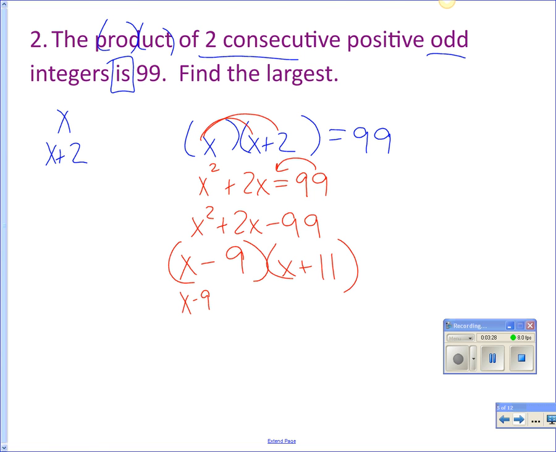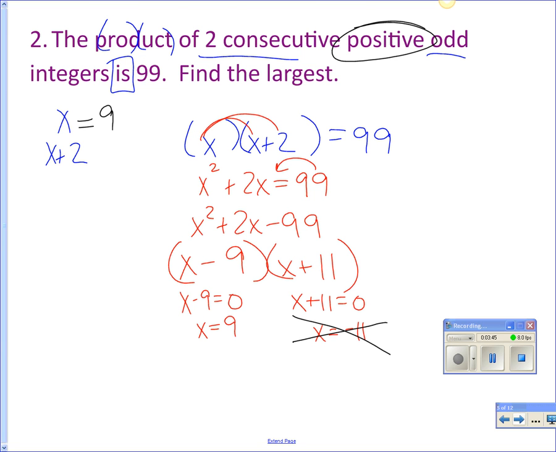Set these equal to 0. X is positive 9. And x is negative 11. All right, this one wants the positive integers. So I cross out the negative one. I want x equals 9. Come over here, write x equals 9. What is 9 plus 2? 11. And this one says find the largest. So your answer is actually going to be just 11 for that one.